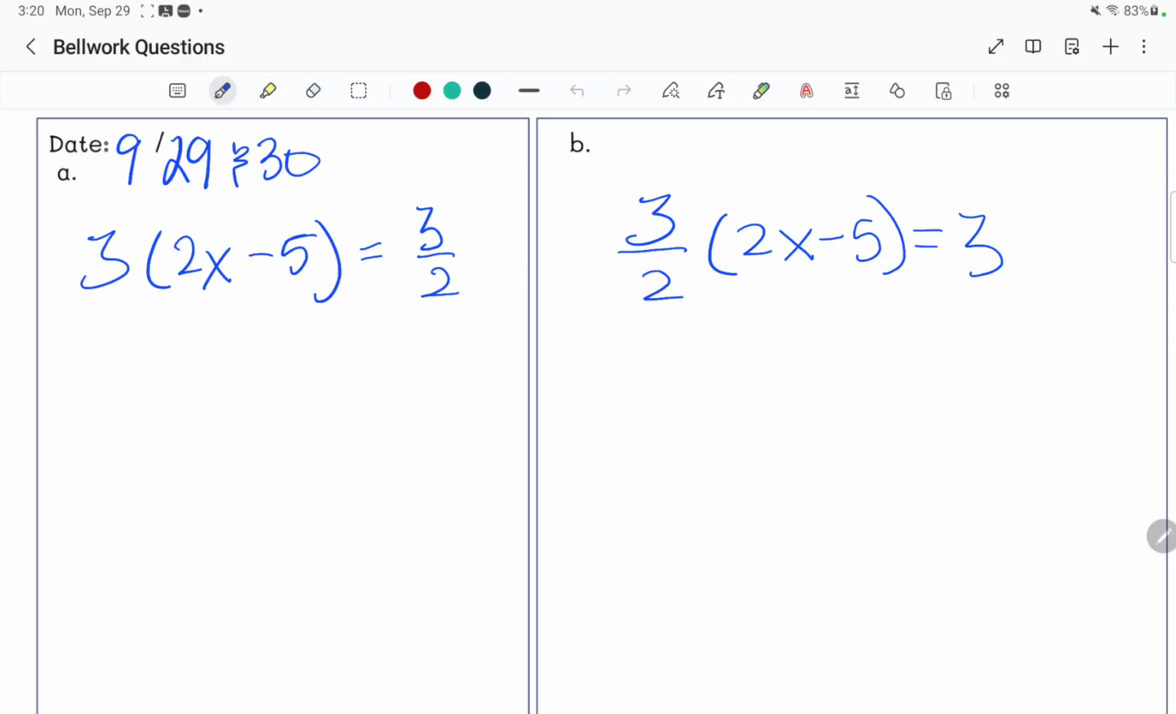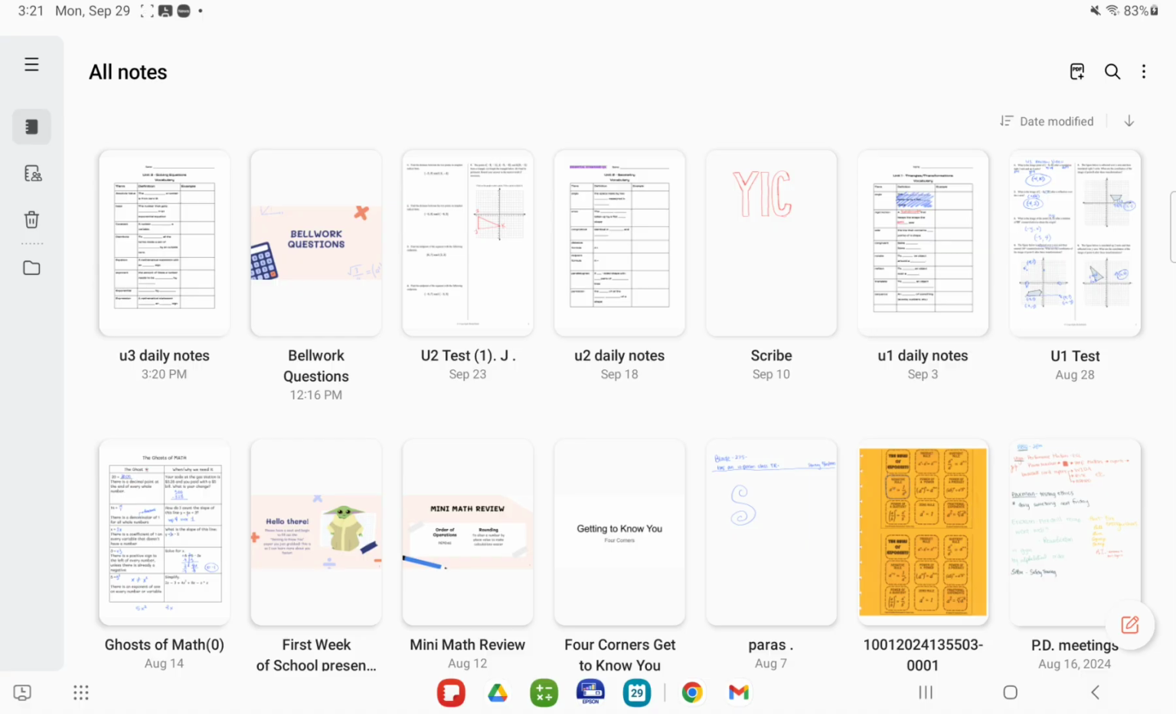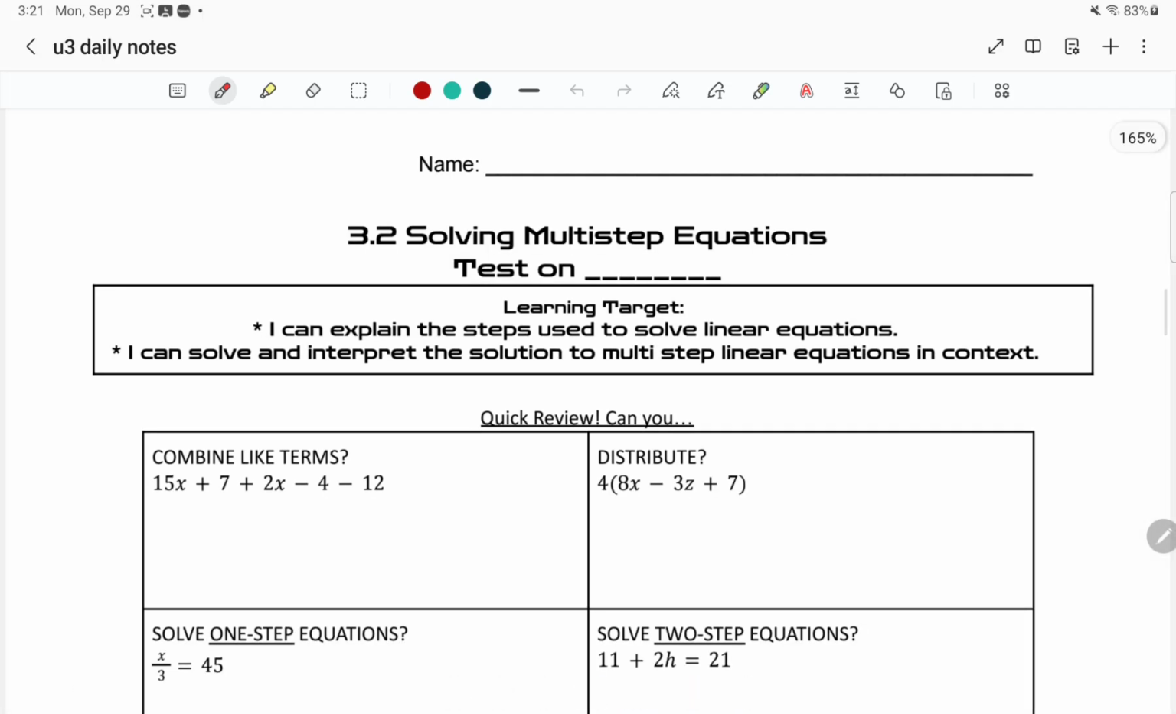Hey guys, we are going to be doing 3.2 today. I am not at school, so please take a few minutes, pause the video, and do the bell work. No stamps, just get these problems in so that you can get your bell work grade for later. Okay, once you have that done, let's open up 3.2.